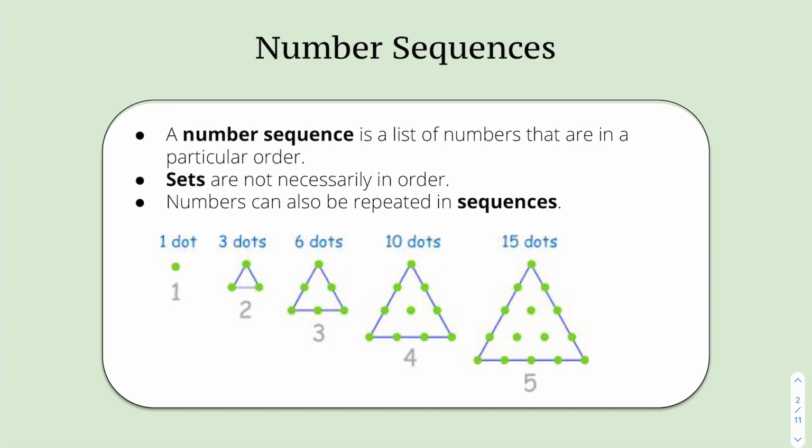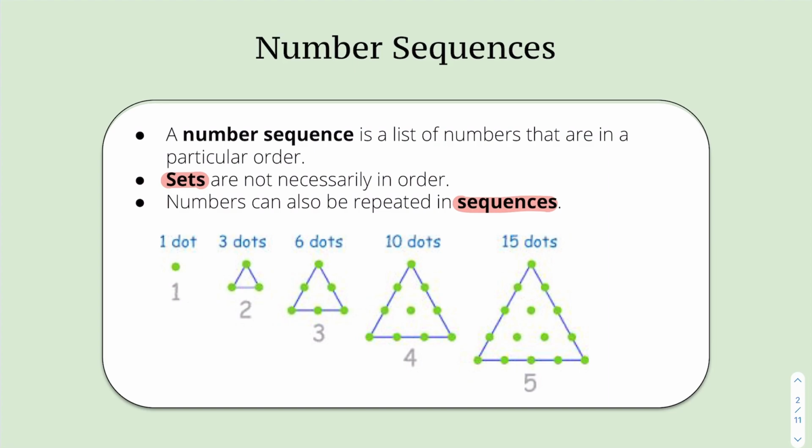Sets are not necessarily in order, so they can be a random grouping of numbers, and they don't necessarily have a particular order. However, numbers can also be repeated in sequences which do have an order, let's say increasing order, decreasing order, or some of the other types of sequences that we'll be talking about today.